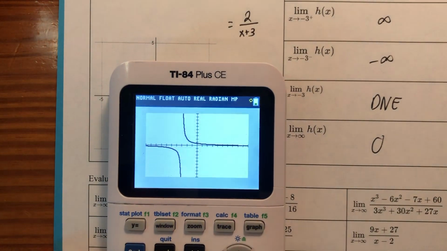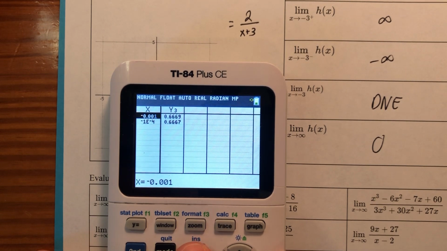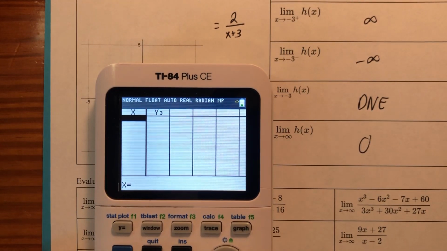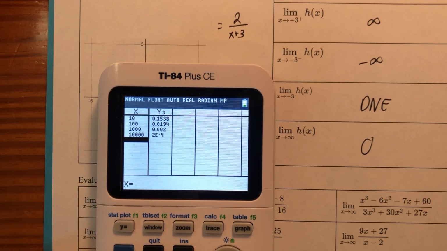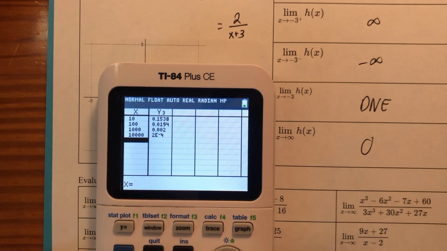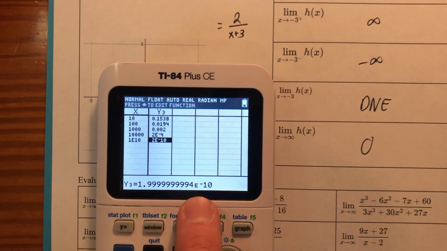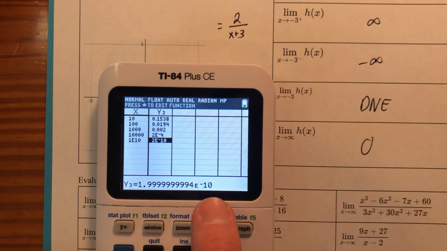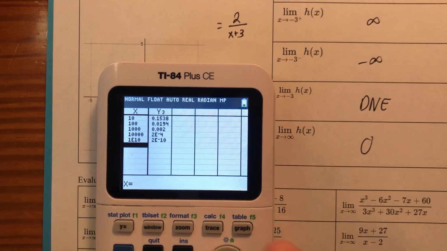Let's go to the table and plug in values that are super duper close to infinity, which is not possible, but we're going to go for it anyway. So 10, oh, that's not too big. 100, 1,000, 10,000. Okay, 2 times 10 to the negative 4, that's 0.0001999. Okay, let's just get crazy with it. That is 0.0000000000199999999. Okay, we're getting super close to 0.